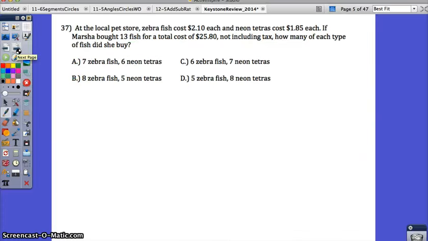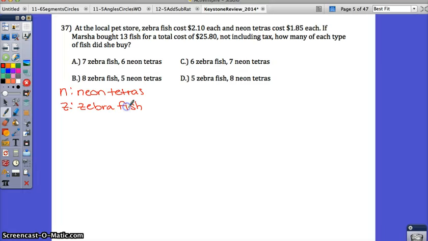37. At a local pet store, zebrafish cost $2.10 each, and neon tetras cost $1.85 each. If Marcia bought 13 fish for a total cost of $25.80, not including tax, how many of each type of fish did she buy? So again, we're talking about two different things here. We're going to set up an equation. N is going to stand for my neon tetras, and Z is going to stand for my zebrafish.